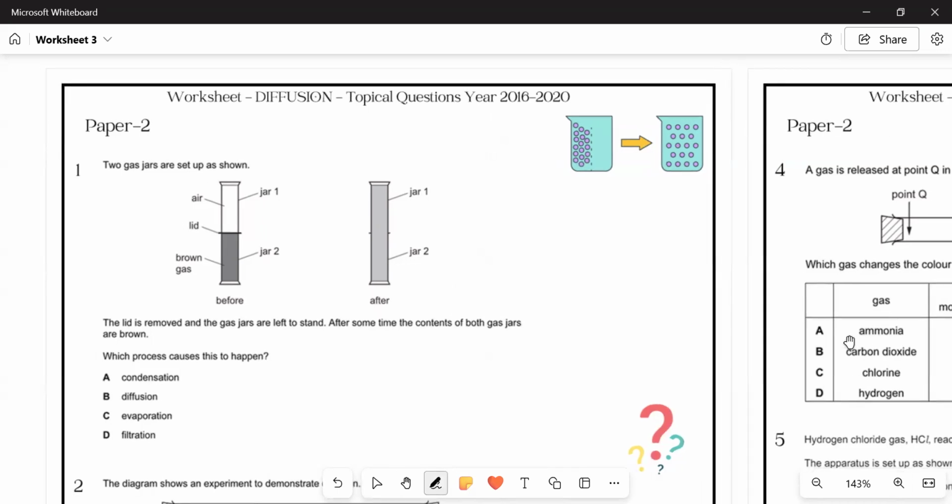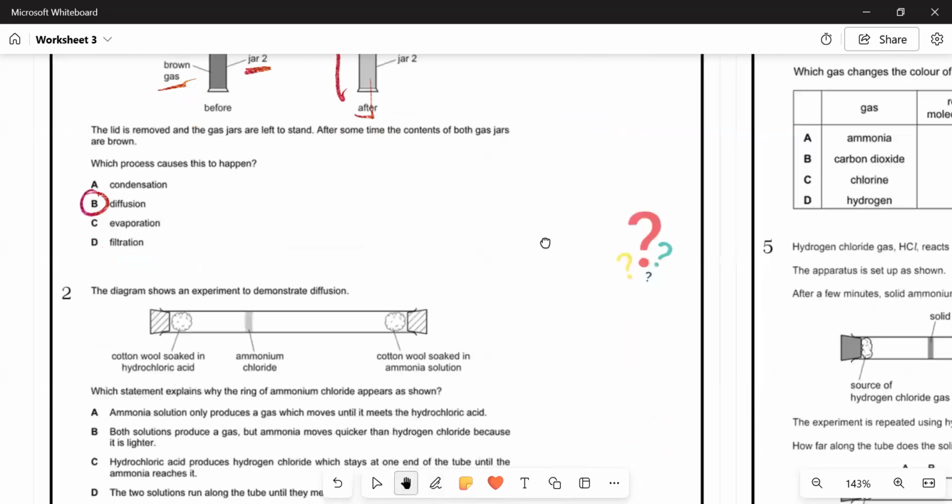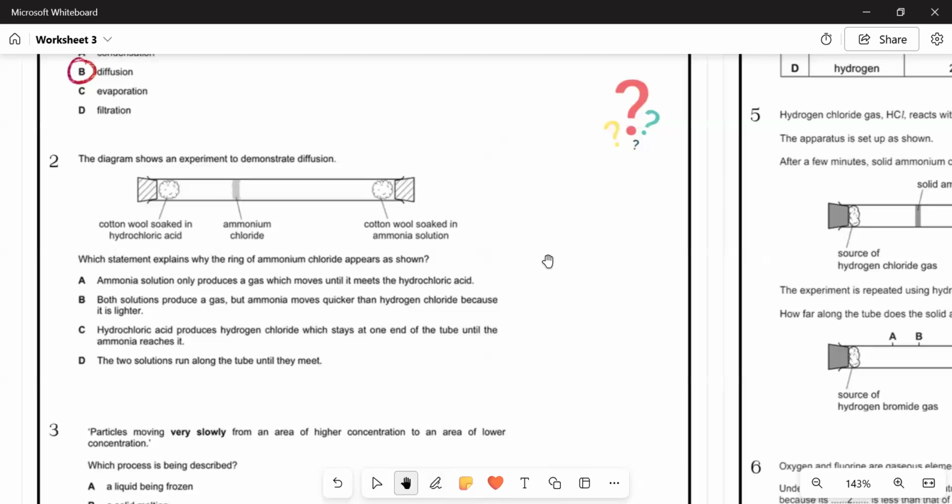The first question is: 2 gas jars are set up as shown. As you can see in the diagram, in these 2 gas jars, there is a lid in the middle. There's a brown gas in the second jar. After the lid is removed, both of the jars get filled with brown color. The lid is removed and the gas jars are left to stand. After some time, the contents of both gas jars are brown. Which process causes this to happen? Very easy. This is diffusion. Because of diffusion, the particles spread and they move from high to low concentration.